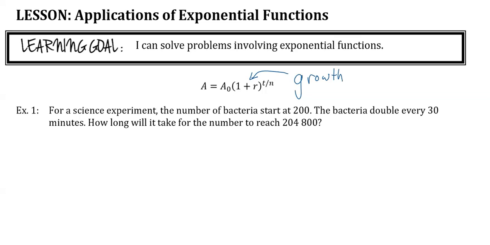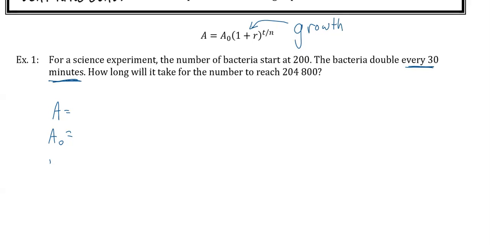So let's read the question first. For a science experiment, the number of bacteria start at 200. The bacteria double every 30 minutes. We talked about questions like this, but they weren't in the practice. So that's something we have to be careful of as well. How long will it take for the number of bacteria to reach 204,800? So first we're going to write out the information that we're given.